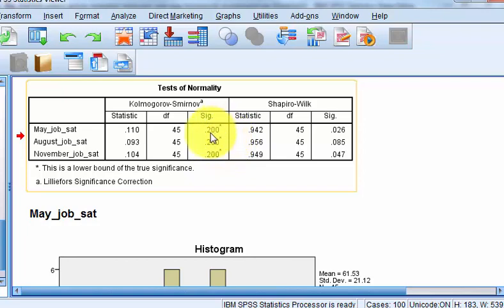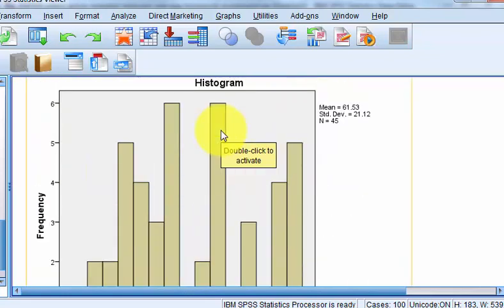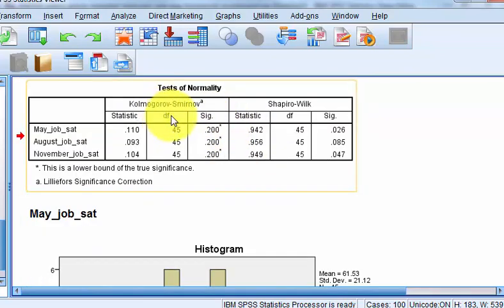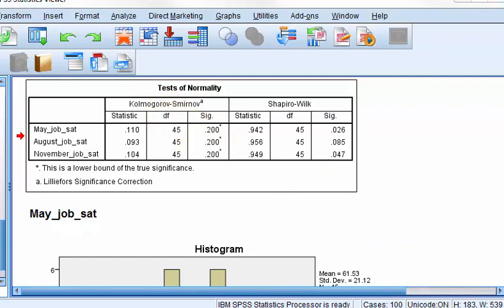Okay, again, with the .200 with the asterisk, that is the software saying that if you had a bigger sample size, it would probably be normal. But these histograms do not look normal to me. But we're going to stick to the Kolmogorov-Smirnov test and say, no, nothing was violated. One assumption down, 2 more to go.